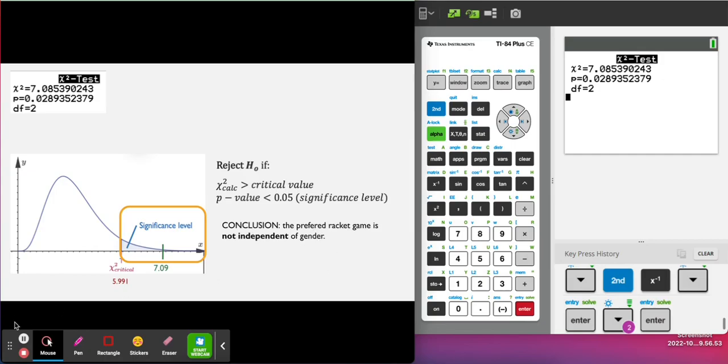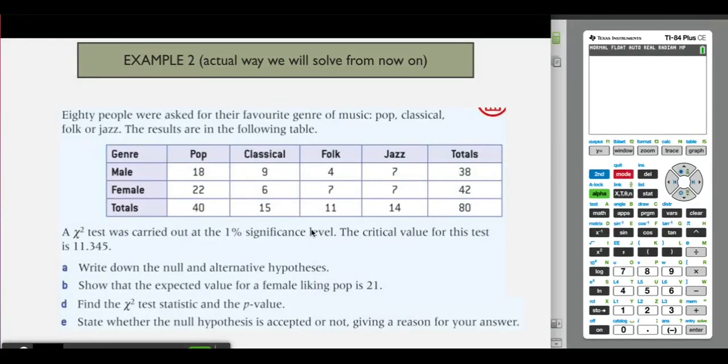Okay, now that we've done the long way of solving these questions, let's look at the actual way we're always going to be solving these questions. The calculator can find all your expected values for you. So I'm going to show you this shortcut in your calculator. However, everything you've just done is not a waste of time because the expected values are asked to be calculated from the IB, and you need to show your working out for all of these questions. So really good practice that we just did.